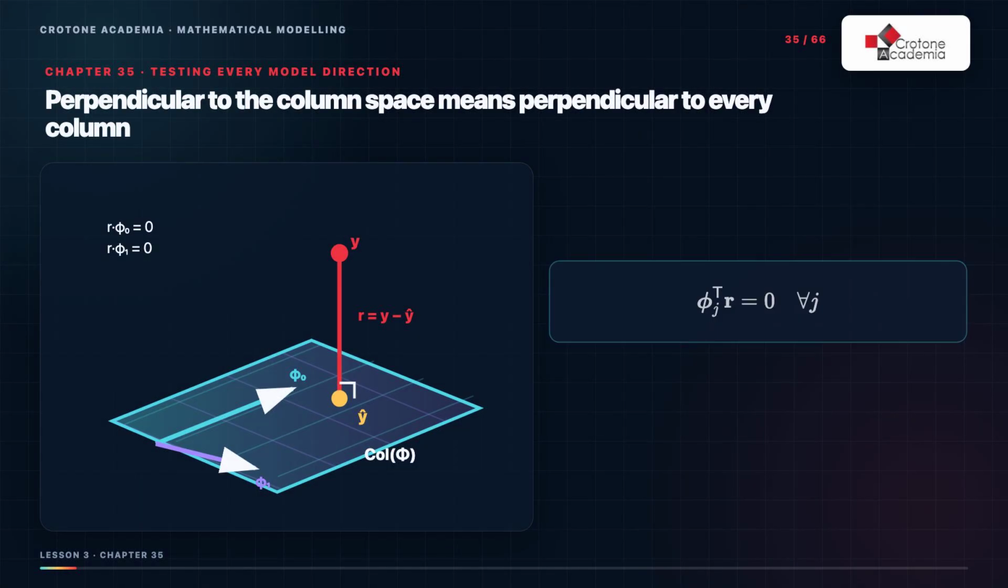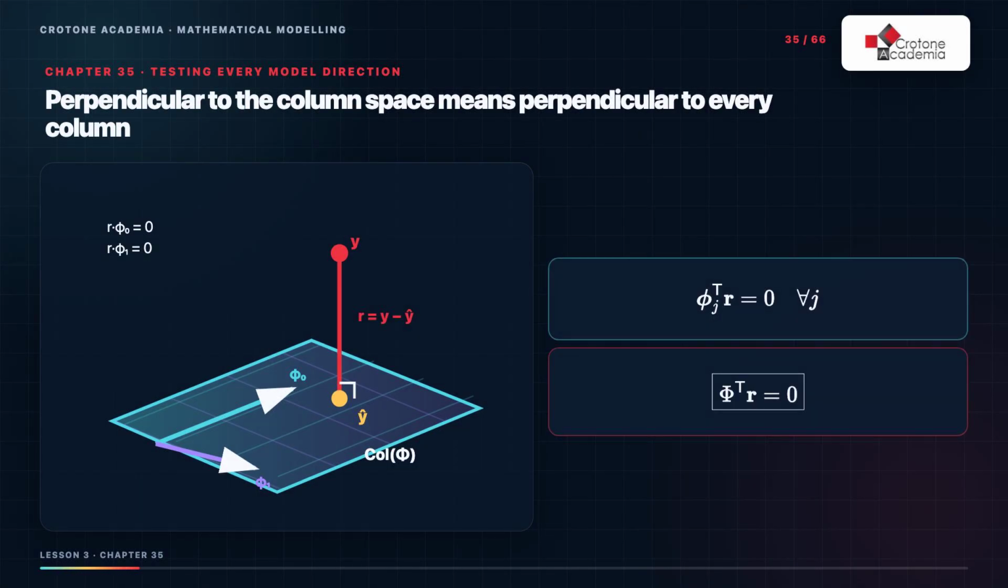The columns of phi span the model space. A residual is perpendicular to the whole space exactly when its dot product with every spanning column is 0. Phi transpose r collects all those column residual dot products into one vector. Therefore, perpendicularity becomes phi transpose r equals 0. This is why the transpose appears. It is performing every required orthogonality test at once.